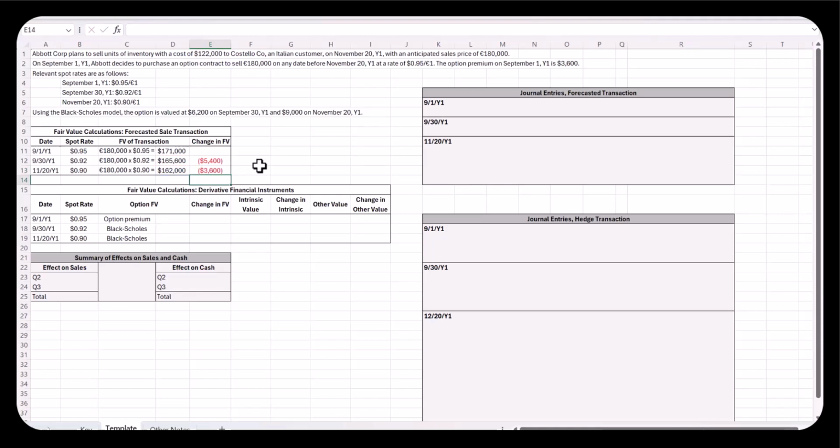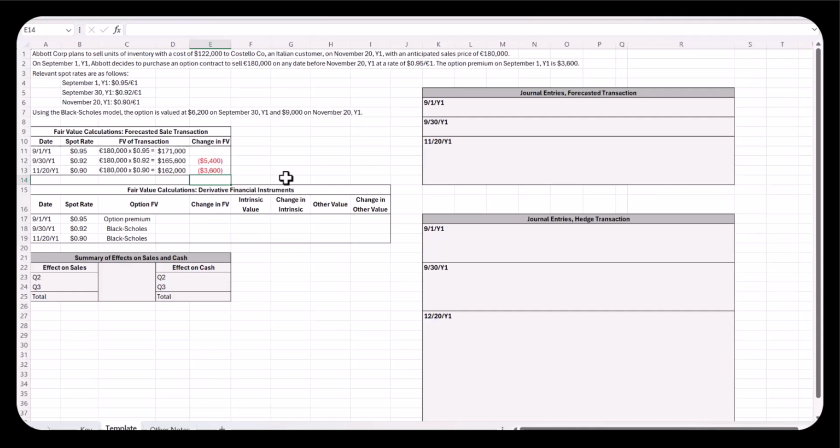Now we're going to do the same thing to figure out the value of our derivatives. The reason we're calculating these values is because these are the numbers we're going to need for the journal entries that we're going to record related to this forecasted transaction and the option contract. We just did it for the forecasted sale. Now let's do it for the derivative.